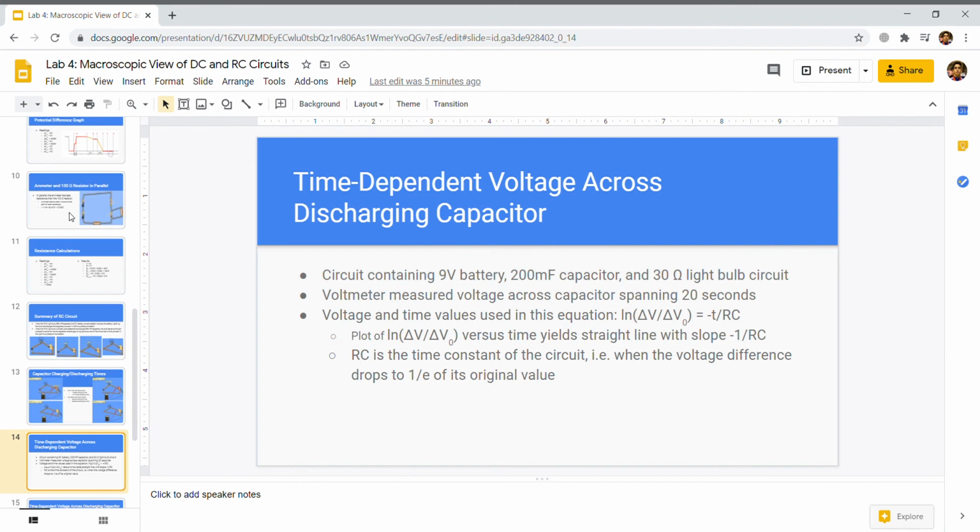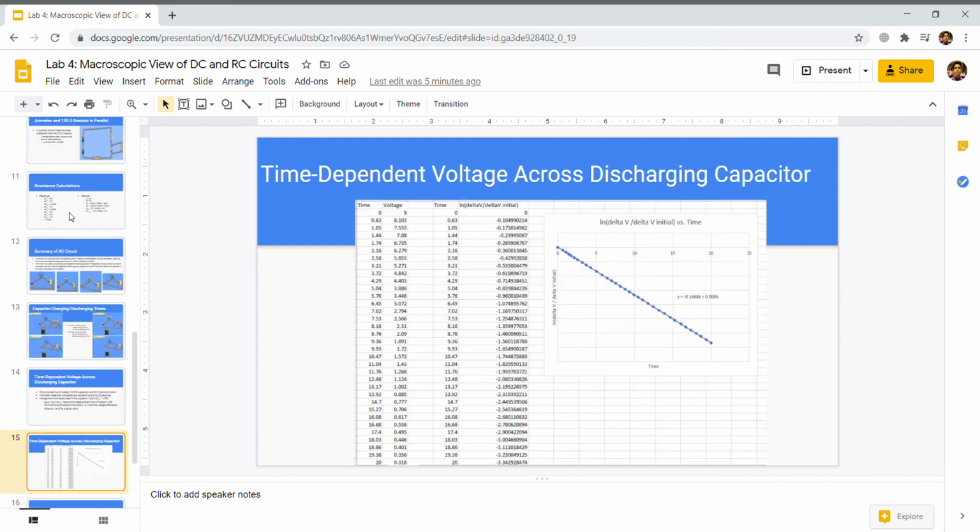Voltage and time values were used in this equation: ln of delta V over delta V initial equals negative t over RC. We then had a plot of ln of delta V over delta V initial versus time. It's going to yield a straight line with a slope of negative 1 over RC. RC is also known as the time constant of the circuit, i.e. when the voltage difference drops to 1 over e of its original value.